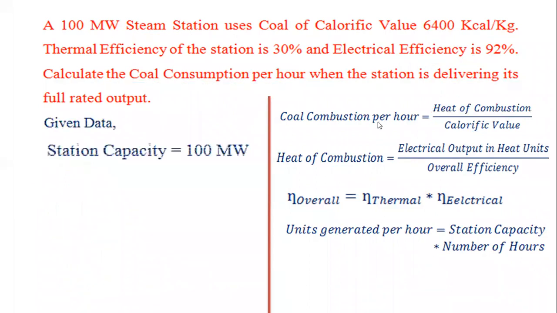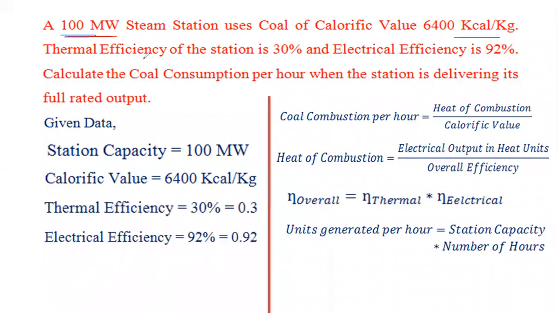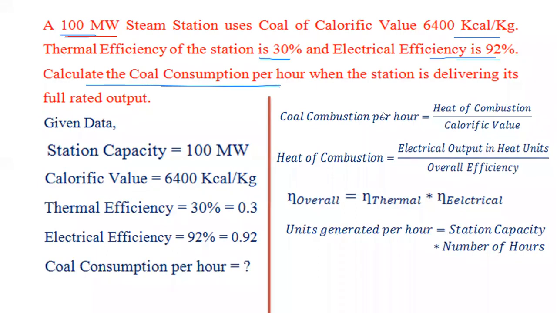Now, here the given data: the station capacity, that is the maximum power we can generate, nothing but the plant capacity, is 100 megawatts. The calorific value is 6400 kilocalorie per kg, and the thermal efficiency is 30%, that is 30 by 100, 0.3, and the electrical efficiency is 92%, 92 by 100, 0.92. Here we want to find out how much coal is utilized in 1 hour to generate the power, that is the coal consumption per hour.